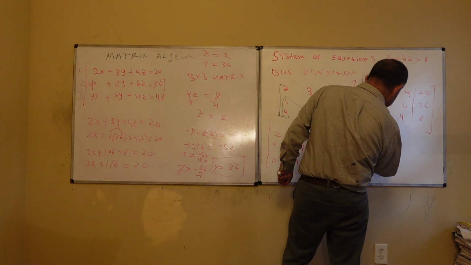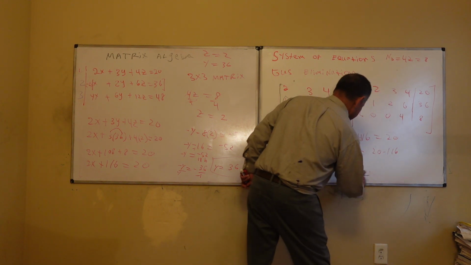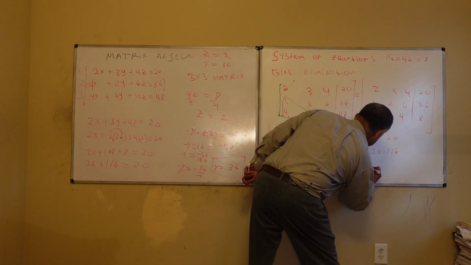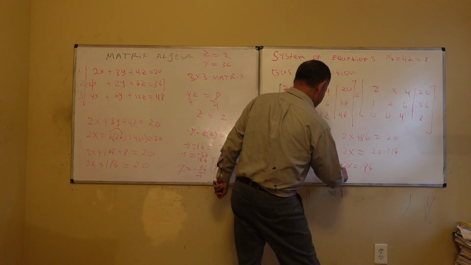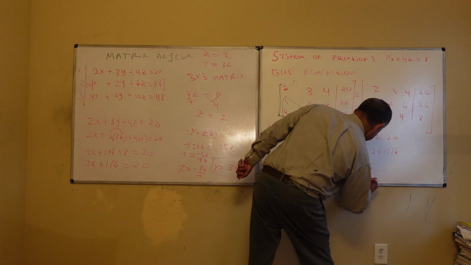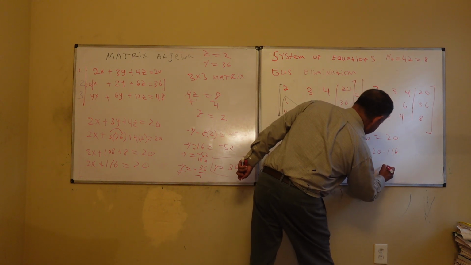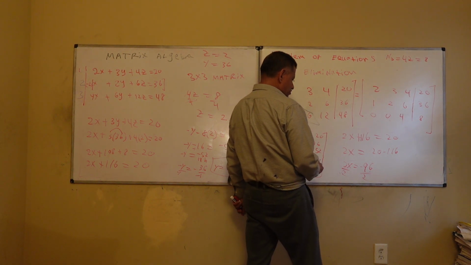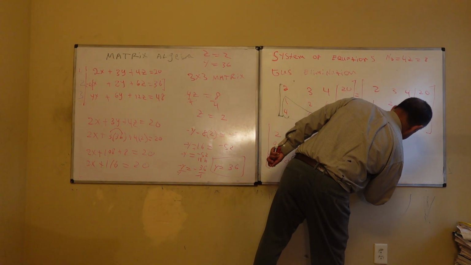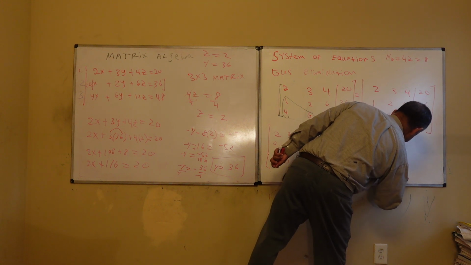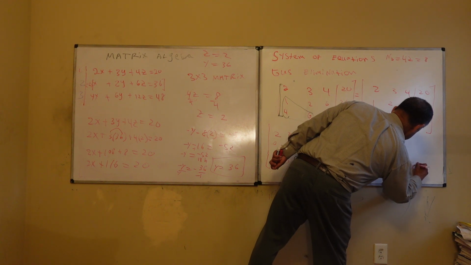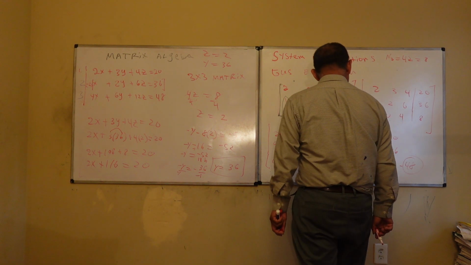All right, I believe it's negative 96, right? So 2x is equal to negative 96. Divided by 2, divided by 2, right? So now you know that x is going to be equal to negative 48.